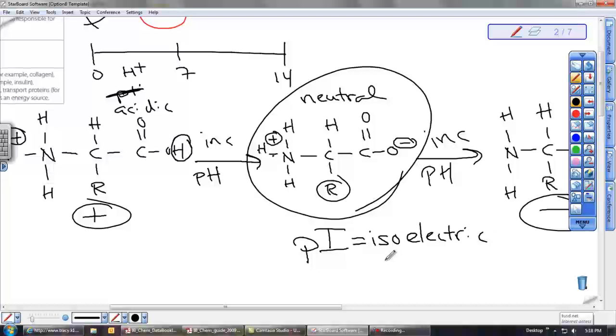At that pH, the amino acid has no net charge. It is neutral. That is very important for separation of proteins.